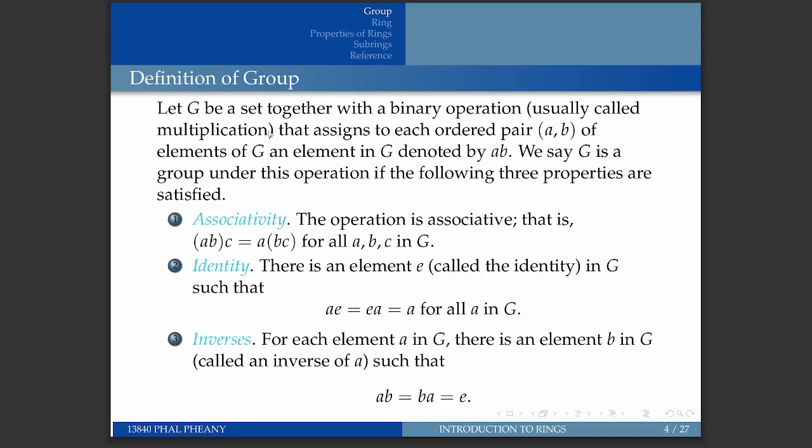The operation assigns to each pair of elements a and b in the group G an element of G, denoted ab. Here this is under the multiplication operation. Suppose we want to do it under addition, then here it is a plus b. So it is called under addition. So we say that G is a group under this operation.